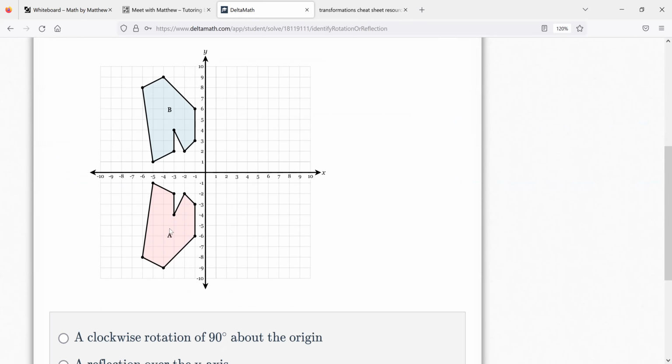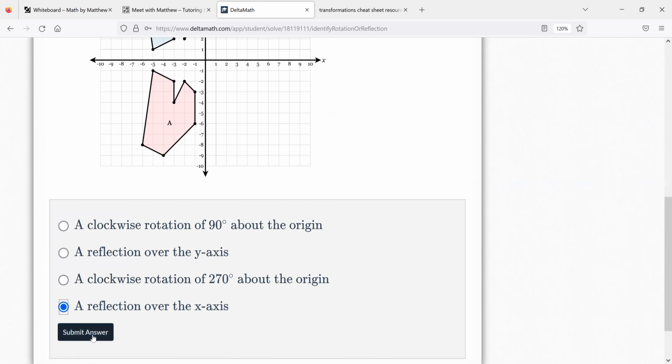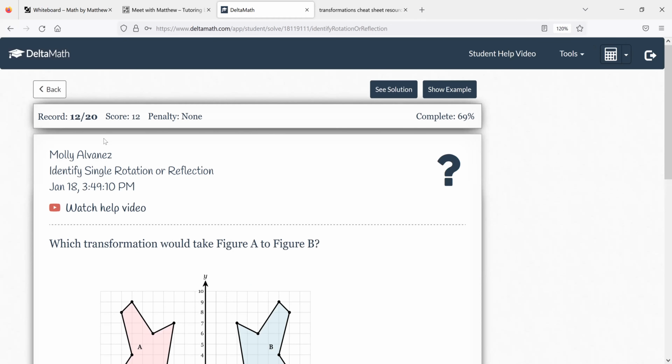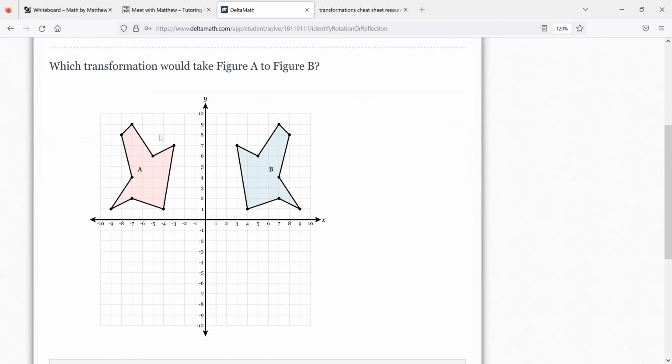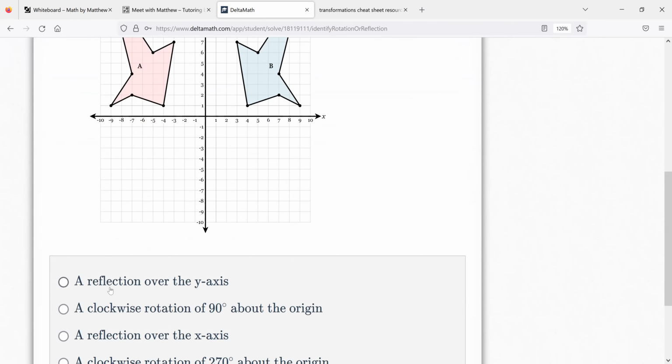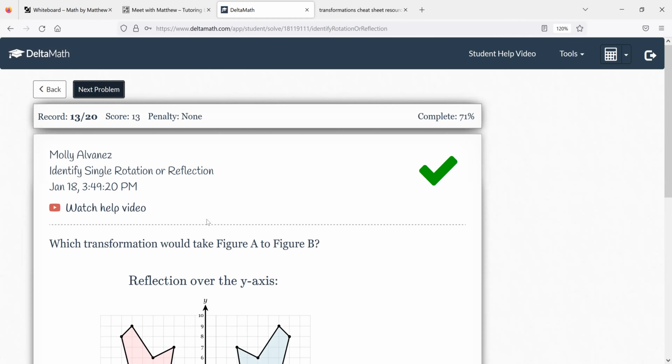What do you think about this one? You're going from A to B again. It's a reflection across the x-axis. Good. A to B. Reflection across the y-axis. Good. Excellent.